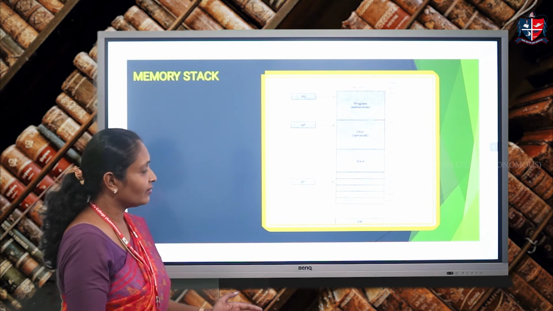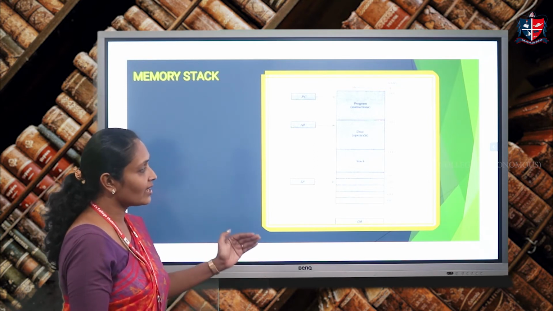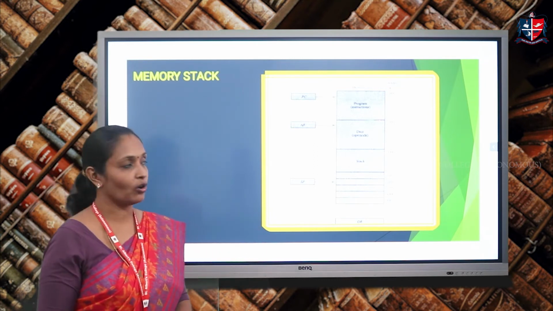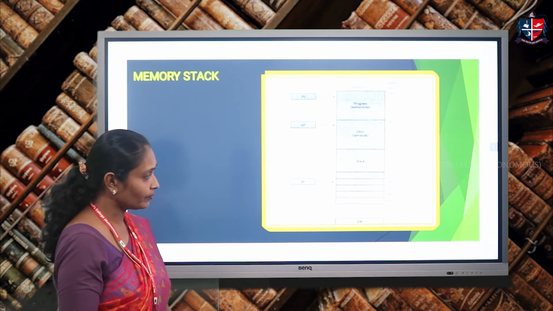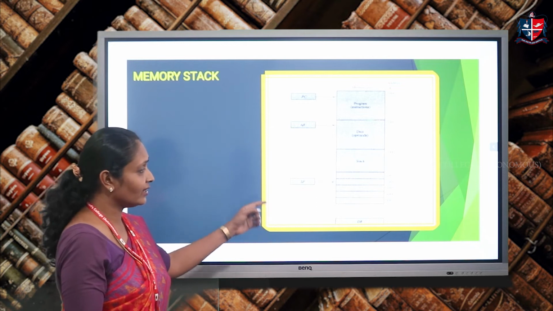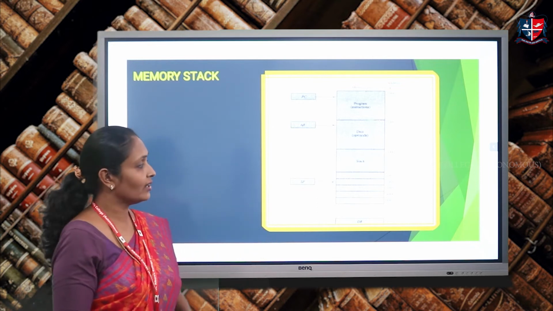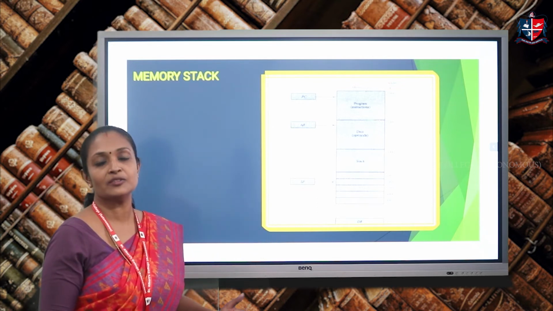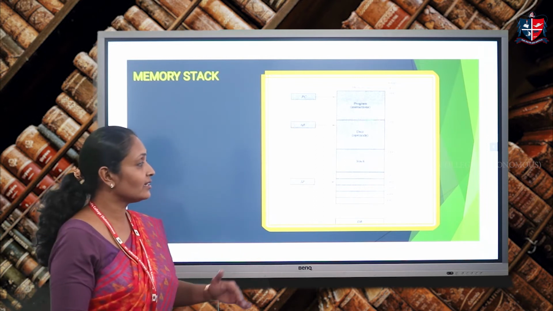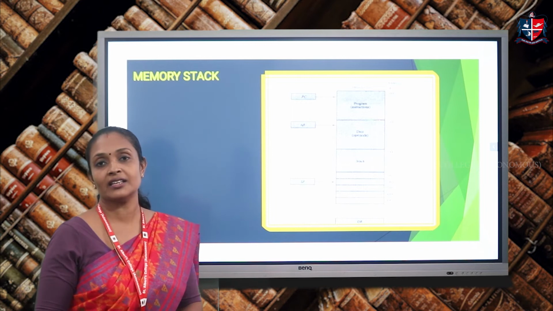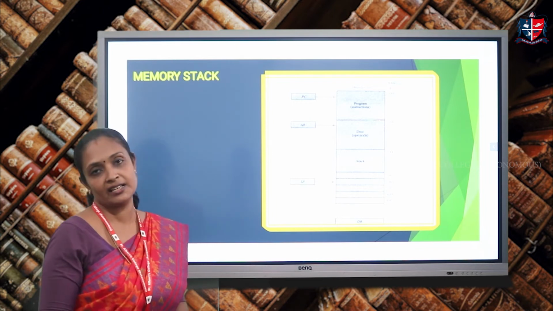And in the stack, we can see that the stack is arranged in the decreasing order. That is, its address starts from 4001, then 4000, and then 3999, 3998 in this manner. That is, the stack is arranged in such a manner that the memory address is decreasing.